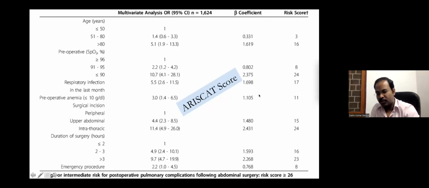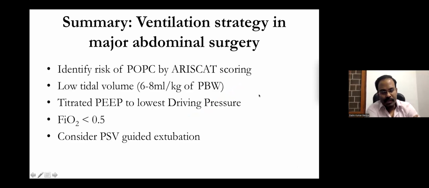So in such high risk groups, we should adopt a ventilation strategy which is likely to reduce the incidence of postoperative pulmonary complications. So to summarize, we should ideally identify the risk of POPC by ARISCAT scoring and adopt a strategy of low tidal volume in the range of 6 to 8 ml per kg of predicted body weight. Predicted body weight you can calculate from height-based formulas. And PEEP, ideally we should individualize the PEEP rather than using a low PEEP or a high PEEP or an arbitrary PEEP. The PEEP should be titrated ideally to the lowest driving pressure or maximum compliance.